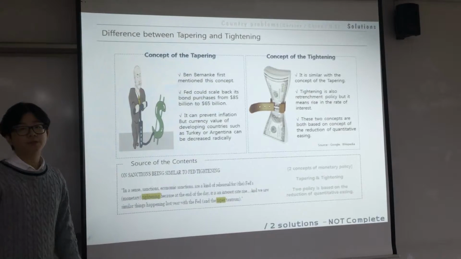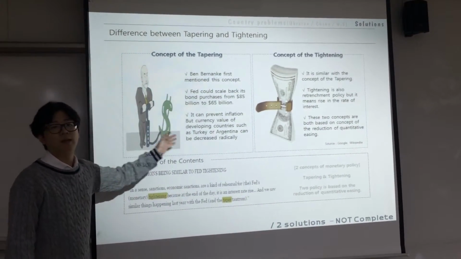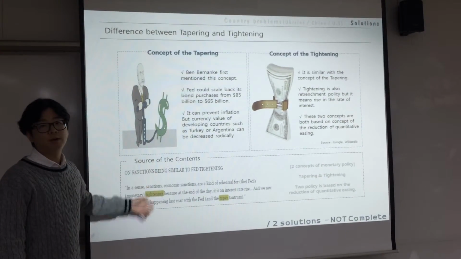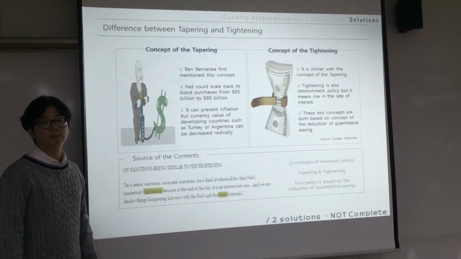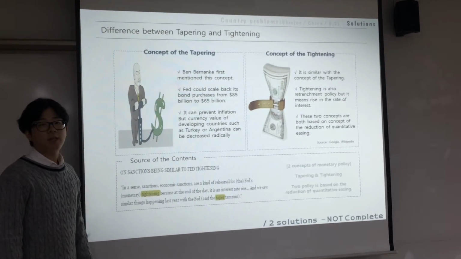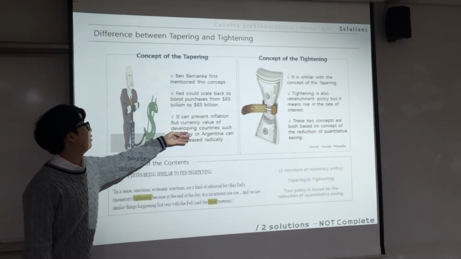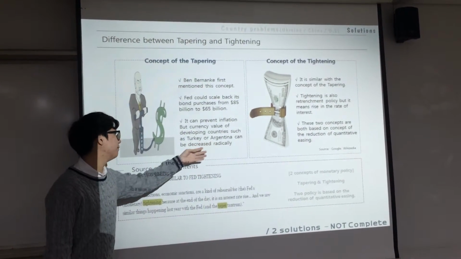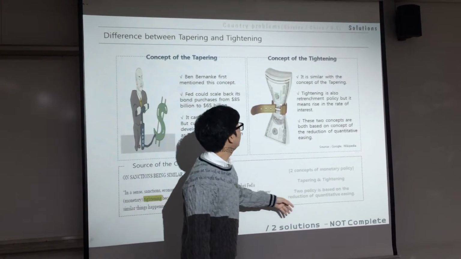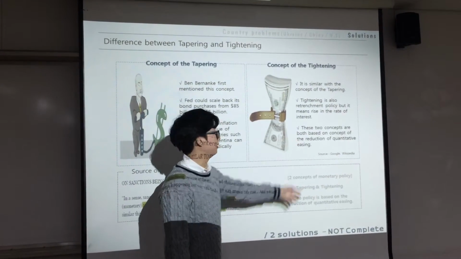There are 2 concepts to solve the market problem about monetary policy. One is tapering, and the other one is tightening. These concepts are both based on the reduction of quantitative easing, but there are some differences. Tapering can prevent inflation, but the currency value of developing countries such as Turkey or Argentina can decrease radically. On the other hand, tightening can cause a rise in the interest rate.